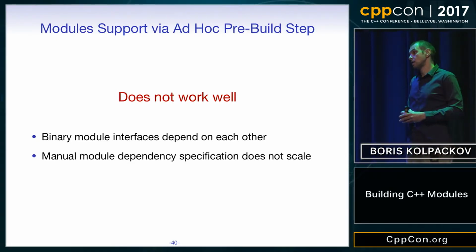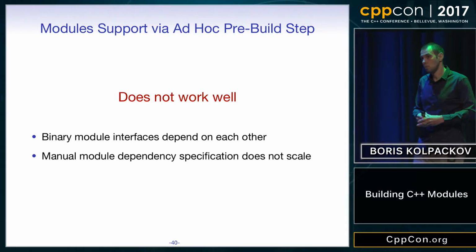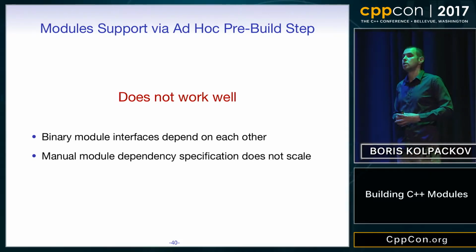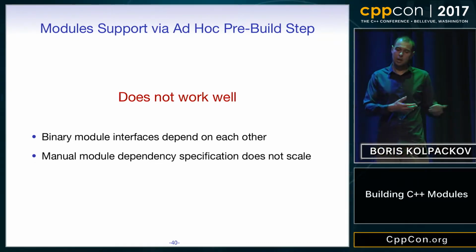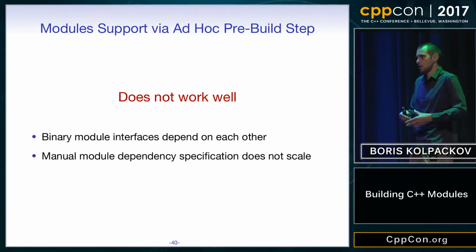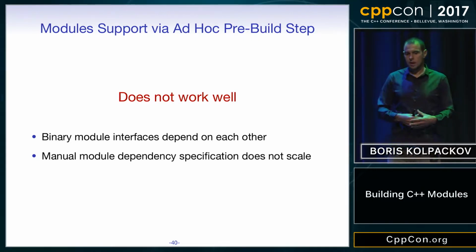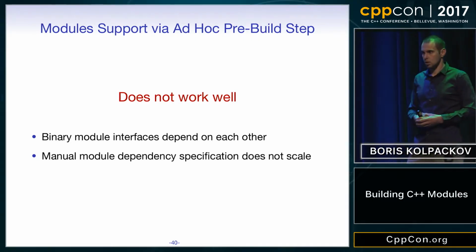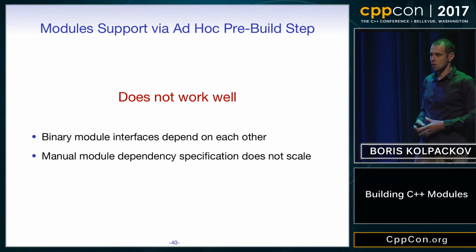And the reason for that is that modules or BMIs are actually worse than generated headers. The problem with BMIs is that they depend on each other. So one module can import another, which means that you have to build things in the correct order. So you still have this discovery of the dependencies, creation of the graph, and building things in the correct order, right? Which you might as well integrate in your main build stage.